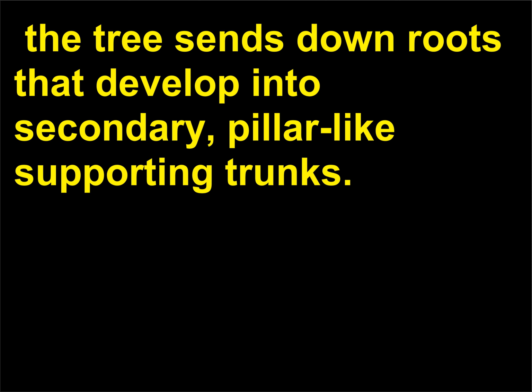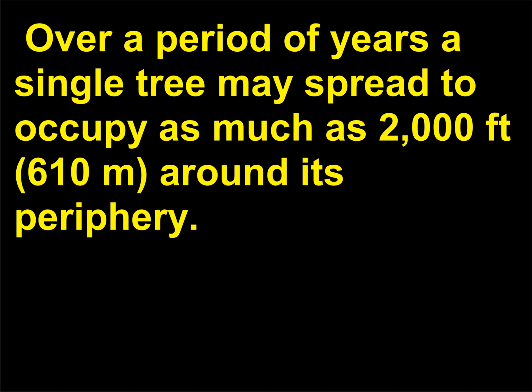As the massive limbs spread horizontally, the tree sends down roots that develop into secondary, pillar-like supporting trunks. Over a period of years, a single tree may spread to occupy as much as 2,000 feet (610 meters) around its periphery.